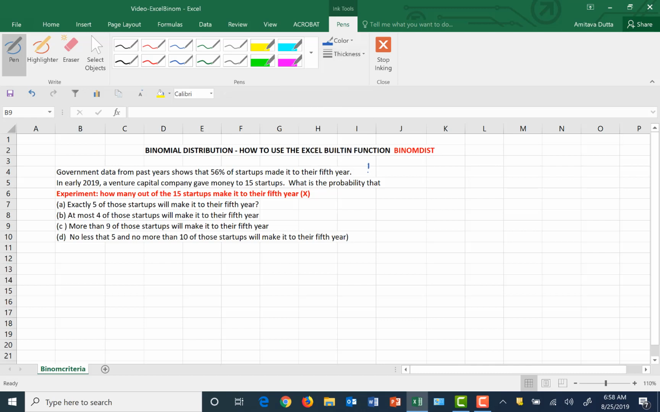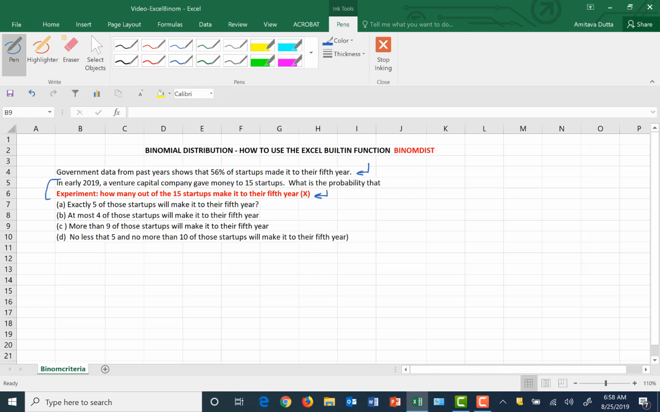Government data from recent years shows that 56% of startups made it to their 5th year. So the experiment is the following. In early 2019, a venture capital company gave money to 15 startups, and you want to count how many of those 15 startups made it to their 5th year. That is represented by the random variable x. So x can obviously take on the value 0, 1, 2, 3, 4, and so on, because that's how many startups out of the 15 would make it to their 5th year.